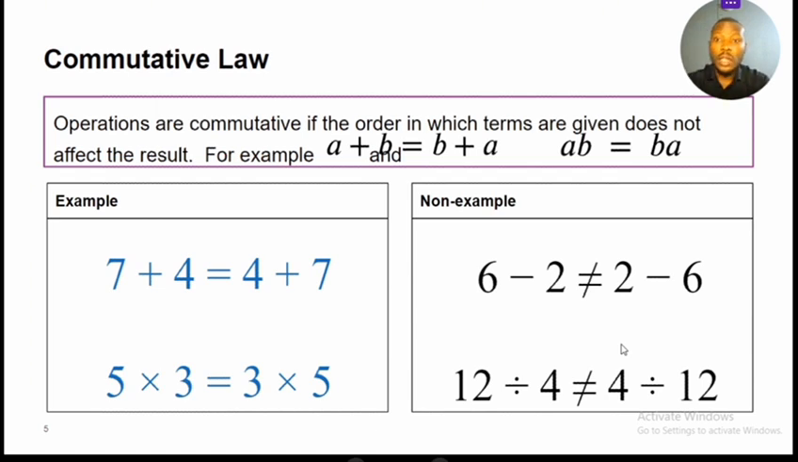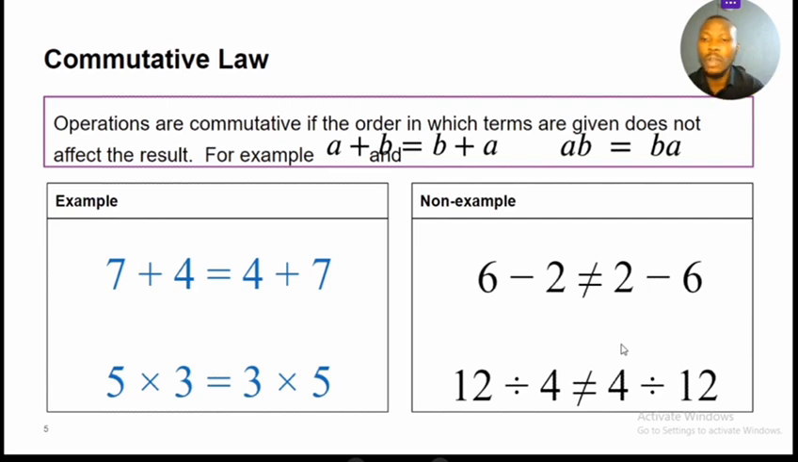Commutative law. Now, when we talk about the commutative law, operations are commutative if the order in which terms are given does not affect the result. For example, if I say A plus B, it's the same as B plus A. And BA is the same as AB. AC is the same as CA. That's how it works. Now let's look at examples.